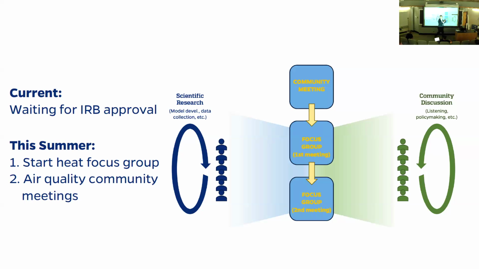So the key for us is these two components here. The way this relates to IRB and why it's gotten held up is that we need IRB approval because we want to be able to publish about what happens in the community meetings, and in the focus group, because we want to be able to publish what the process is.